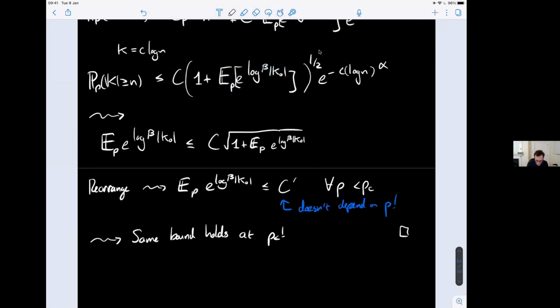And as I said, if you want to do something like this on Z^d, which is of course really interesting, the main thing seems to be that you need to find a much better way of converting this bound on two large clusters near each other to two large clusters that are a bit further away from each other.